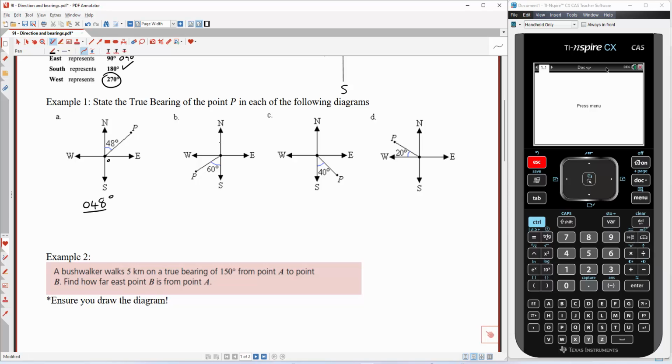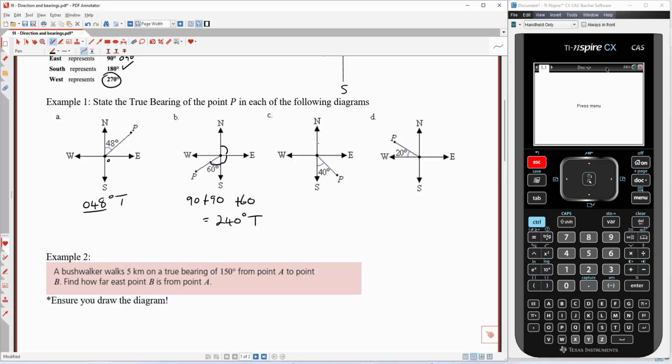This one here, I imagine myself facing north, and I want to get to point P. That requires a 90 degree turn, plus another 90 degree turn, plus a 60 degree turn. So this would be 90 plus 90 plus 60. That's 180 plus 60, which is 240 degrees. You'll see sometimes they put the letter T there to indicate that it's a true bearing.